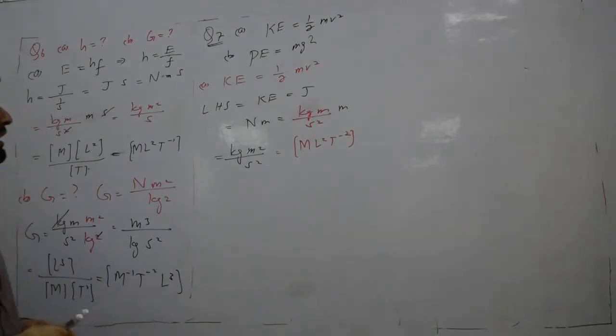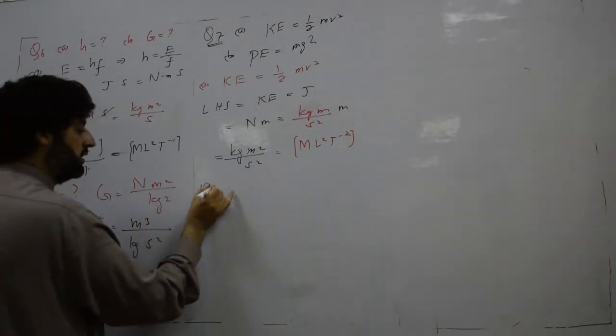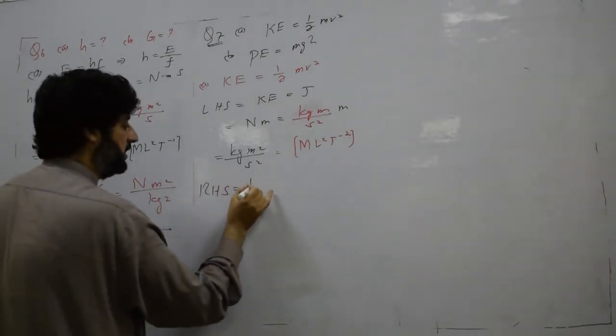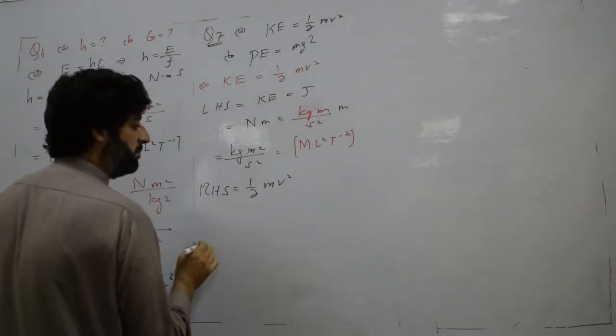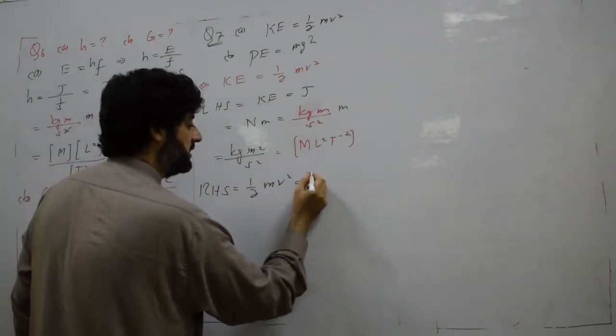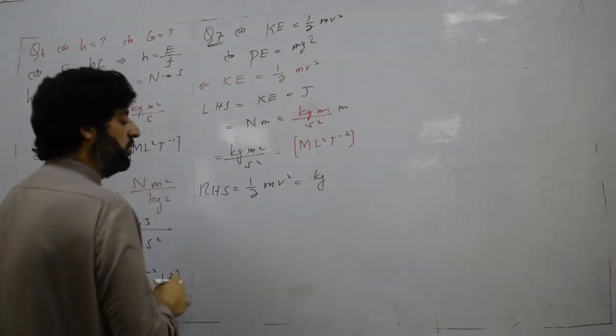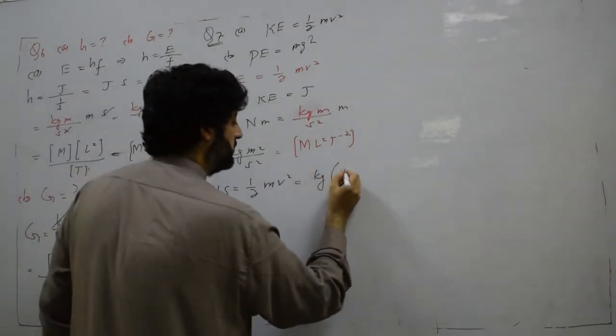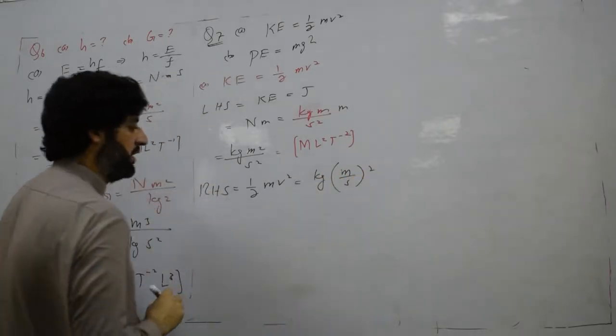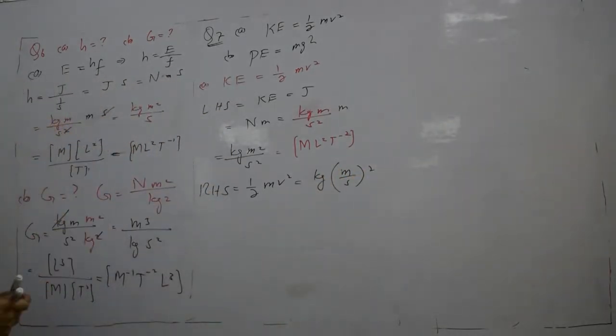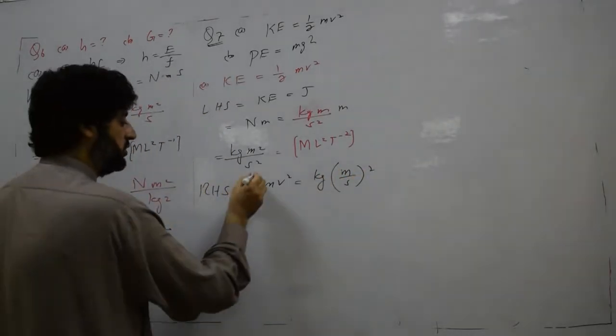Okay, now taking right hand side. Right hand side is half mv square. What is the unit of mass? That is kilogram. What is the unit of speed? That is meter per second, whole square. While 1 over 2 is dimensionless, unitless. These are the constants, so these are dimensionless.